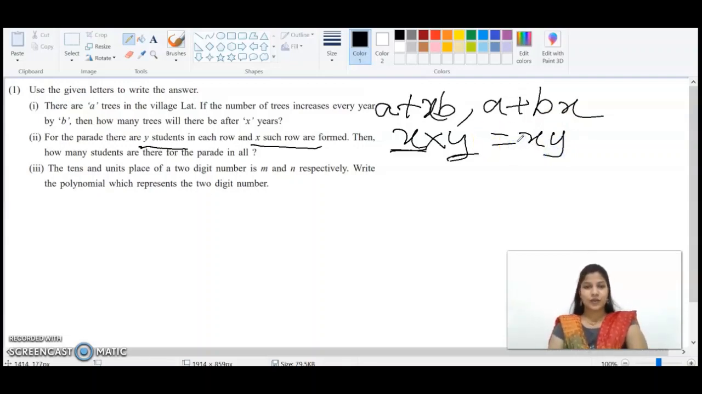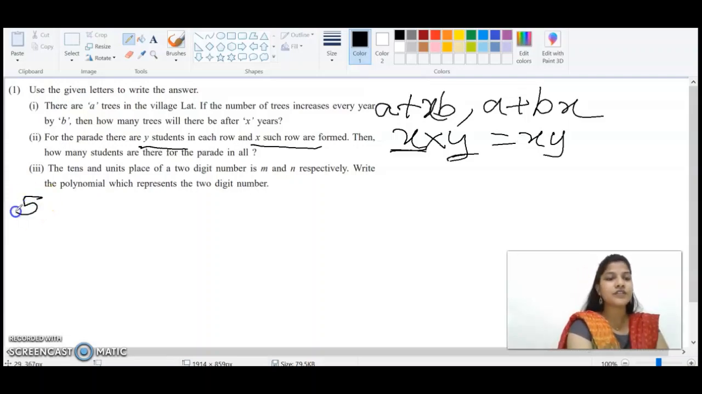Now pay attention to the last one. The tens and unit place of a 2-digit number are m and n respectively. Write the polynomial which represents the 2-digit number. Now what represents the 2-digit number? How do we write the 2-digit number? I'll first explain that and then we will move on to the given sum.